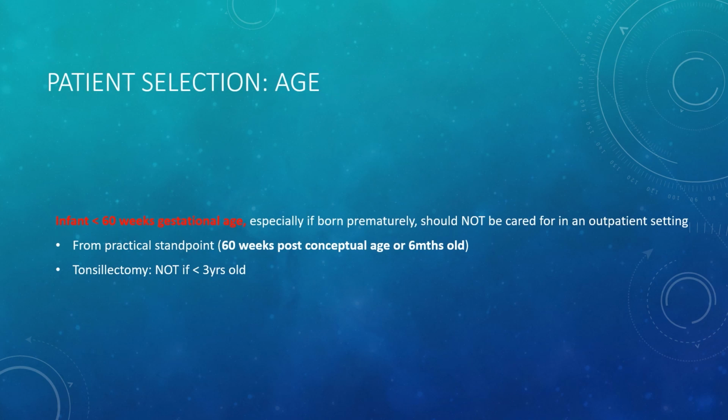So for pediatric patients to be candidates for ambulatory surgery, obviously there's an age limit, as explained earlier in my previous PowerPoint. Infants less than 60 weeks post-conception, or especially if they're born prematurely, or less than 6 months old, should not be cared for in an outpatient setting because of the high incidence of post-anesthesia apnea. It can be as high as 25%.